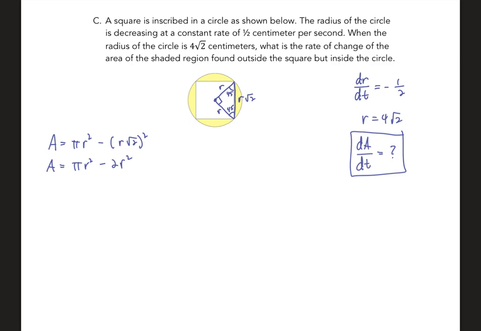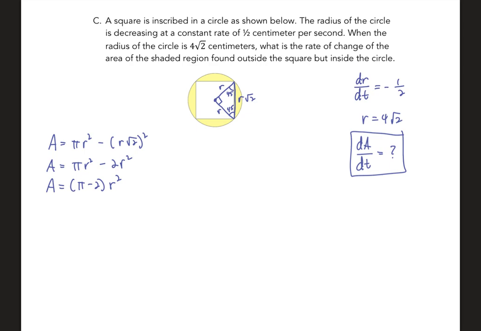Okay, if you want, you don't have to, but you could even pull out the r squareds, and you'll be left with pi minus 2 times r squared. Okay, and this is the way I would do it, but you don't have to. So, all right. Now we've got it all in terms of one variable.